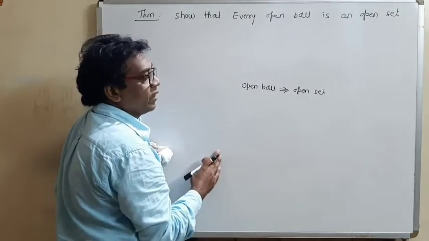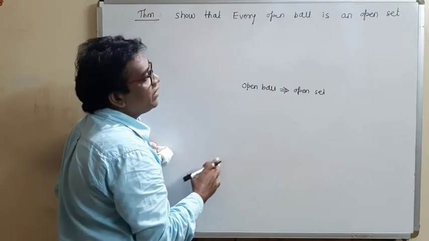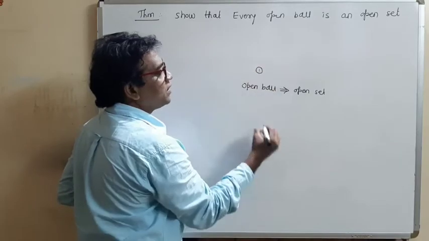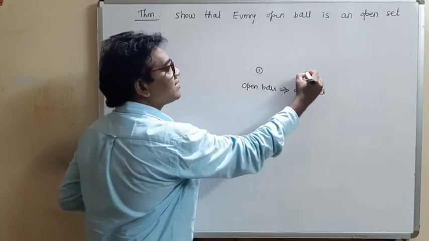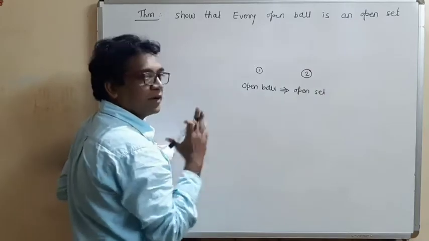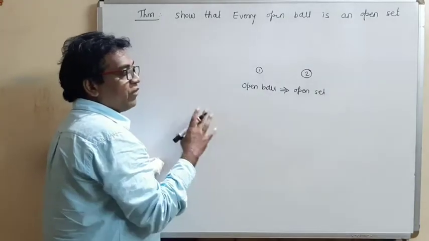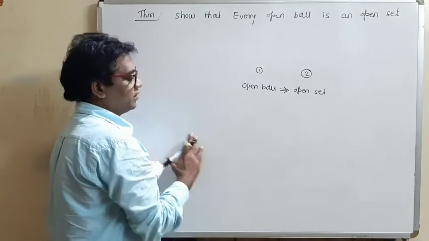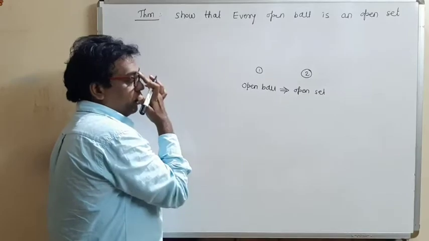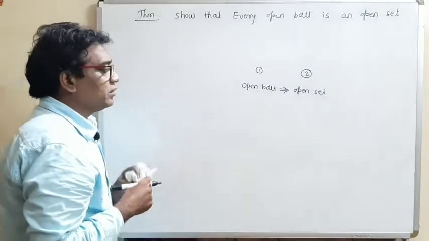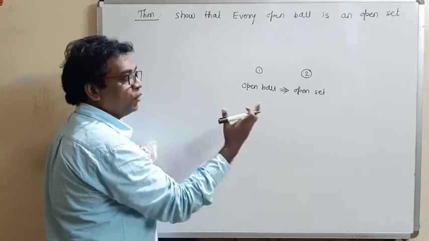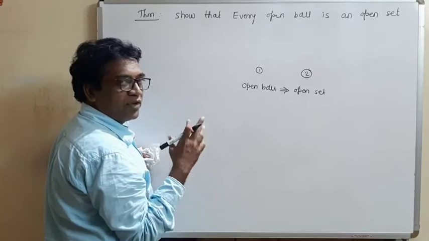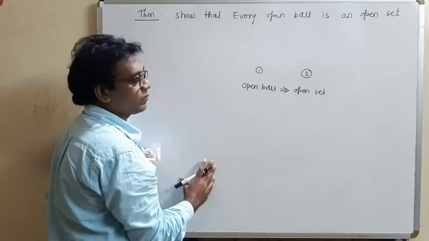Now see, in this theorem we have these two terms. One is the open sphere or open ball, and the second term is open set. And we want to show that every open sphere or every open ball is an open set. Now in the previous video, we have seen both the definitions: the definition of open ball and the definition of open set.